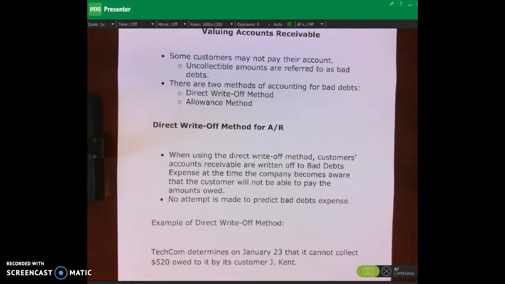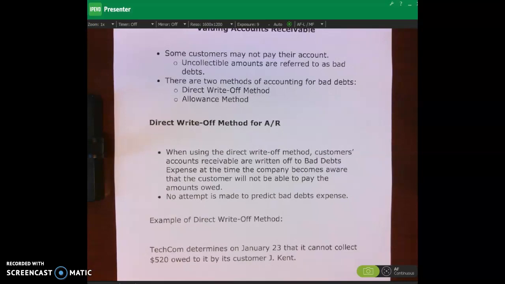So when we use the direct write-off method, basically what happens is we say, we made a credit sale to a customer, and then maybe 6 months, a year, whatever time frame, some longer period of time goes by, and that customer has not paid us. And so when we realize that that customer is not going to pay us, we recognize bad debts expense.